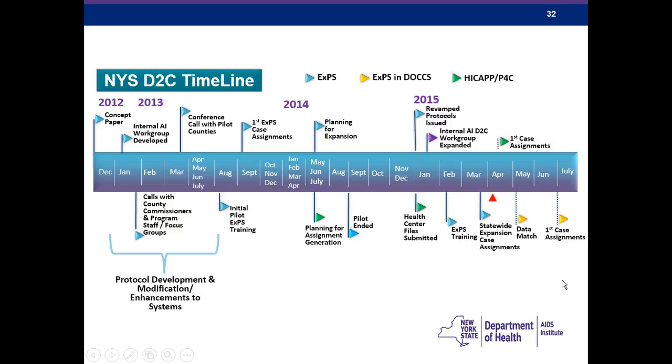So when we initially started and we were starting to think about what Data to Care would look like in New York State, it took us about 7 months to come up with a solid protocol document, and it wasn't necessarily just putting pen to paper and writing that. It was really the modifications of our systems and enhancements for looking in our surveillance system and then triggering case assignments for our disease investigators or linkage specialists. So go ahead, next button.